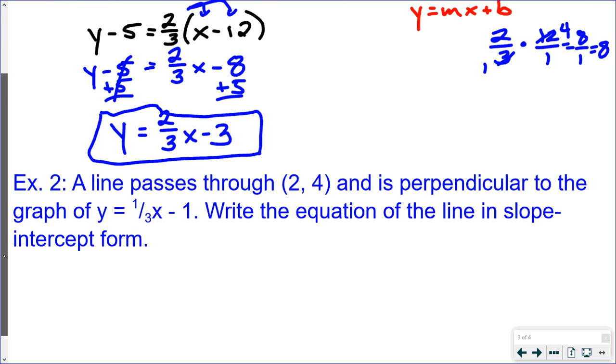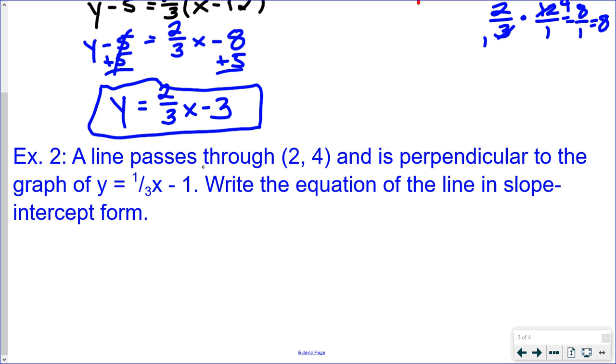Same thing here. They're giving us a point and they're giving us the equation of a line, but this time they want it to be perpendicular. Okay, so perpendicular lines, their slopes are not the same, they're opposite reciprocals of each other. So if the slope of this one is 1/3, the slope of the line perpendicular to it is -3. So 1/3, flip it over, you get 3/1, make it negative, so it's opposite reciprocals, and that just simplifies to -3.